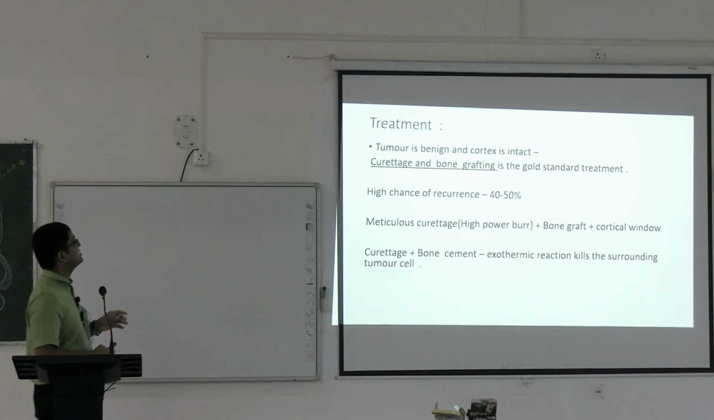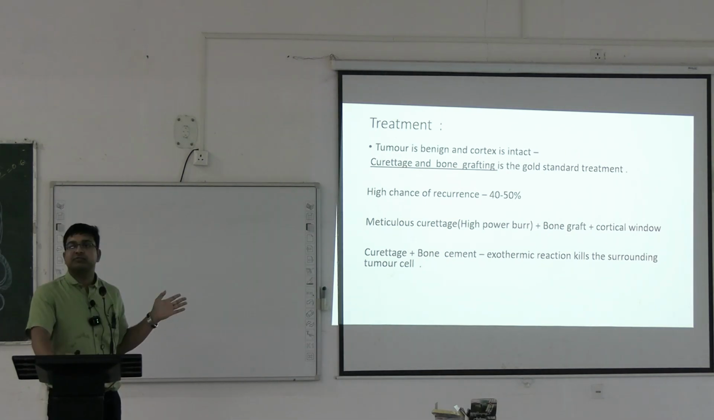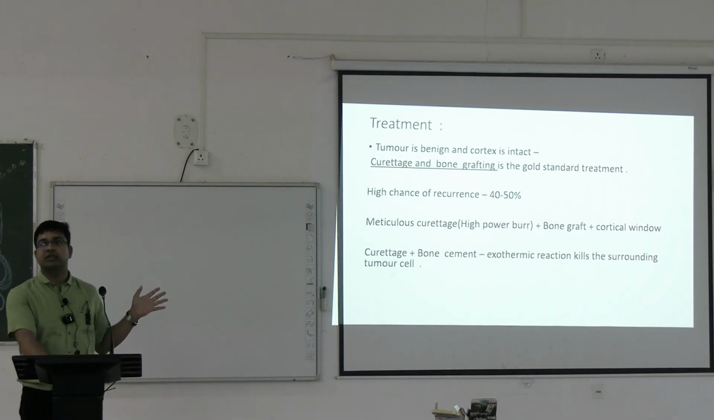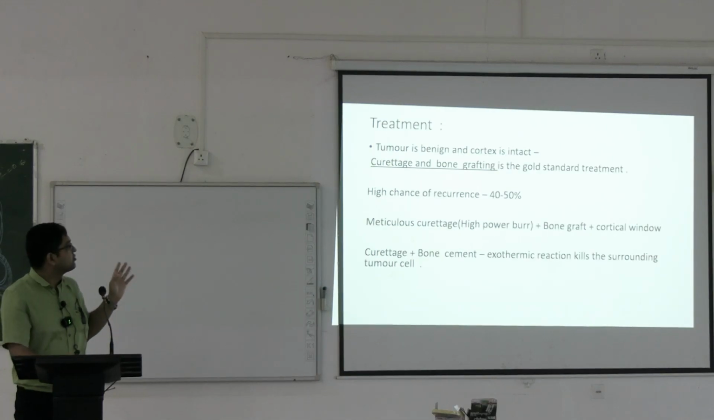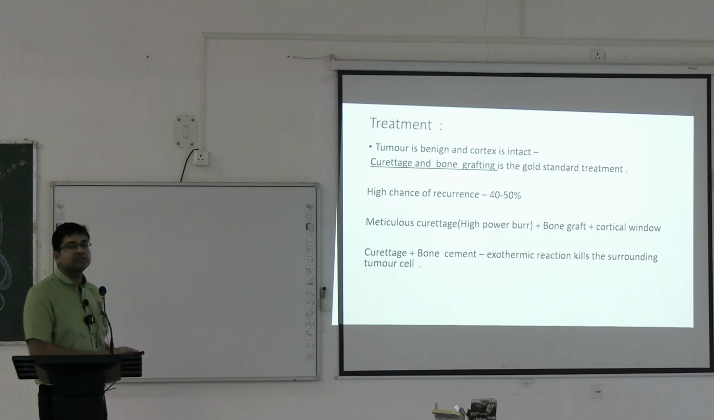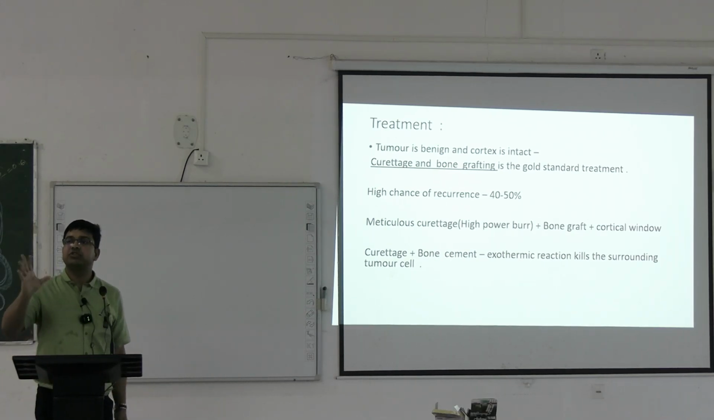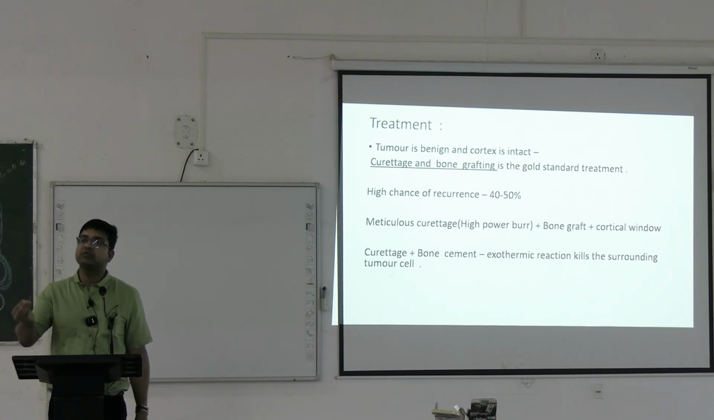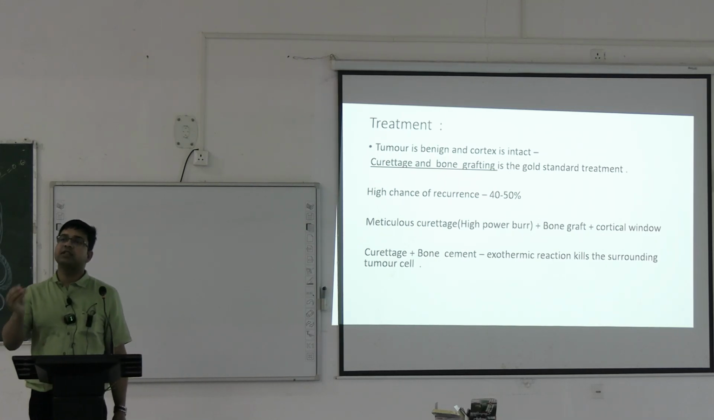Another treatment to reduce the recurrence is meticulous curettage, that means you have to curette thoroughly, with a bone graft and cortical window. It will reduce the chance of recurrence. Another thing to remember is curettage plus bone cement. You can do curettage and fill the bony gap with a bone graft, or you can fill the bony gap with bone cement.